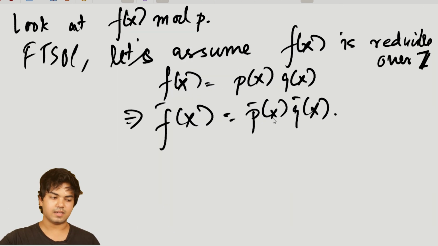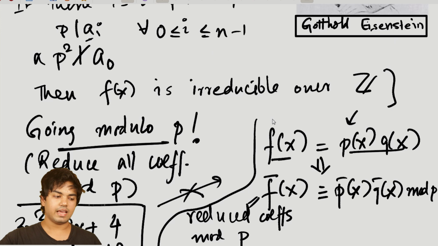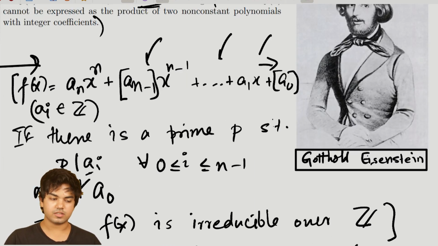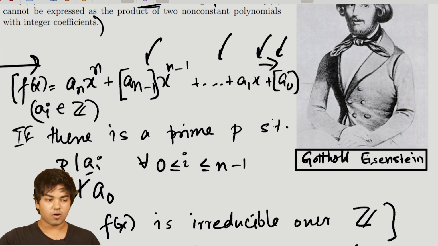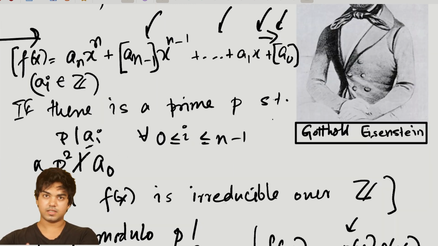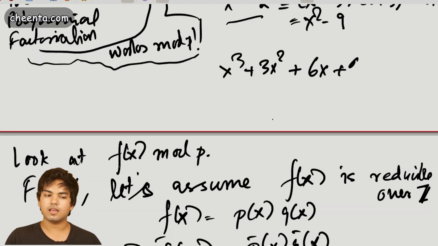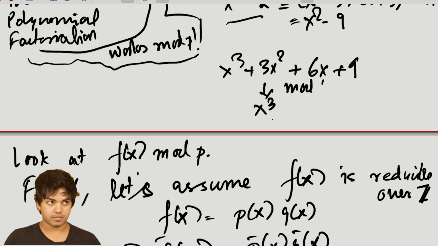But something very interesting that happens is that since in f(x) all of these coefficients are divisible by p, all of them become 0 when you go mod p, right? So it's like if I had the polynomial x cubed plus 3x squared plus 6x plus 9, if I looked at it mod 3, this would just become x cubed.